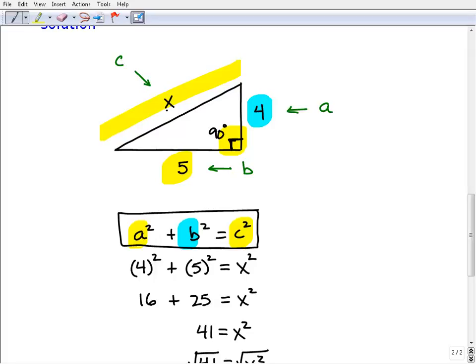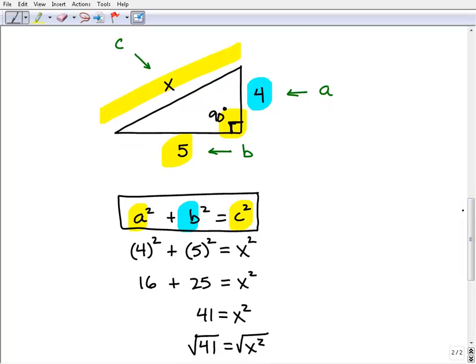So let's go ahead and actually do the math here, and it's pretty straightforward. I kind of had this reversed a bit, but that's okay. So 4 squared, or it could have been 5 squared, because you can see we're going to get the same answer. 4 squared plus 5 squared, that's the sum of the squares of the sides, is going to equal the square of the hypotenuse. So that's what we have right here. 4 squared is 16 plus 5 squared is 25, and that's equal to x squared. So 16 plus 25 is 41.